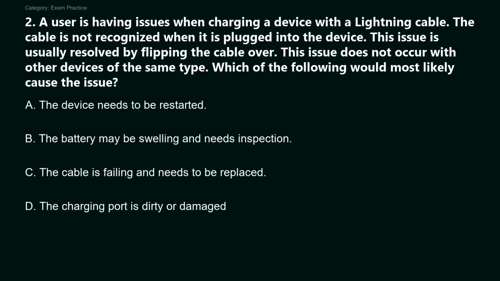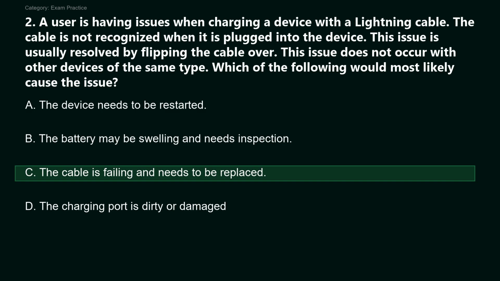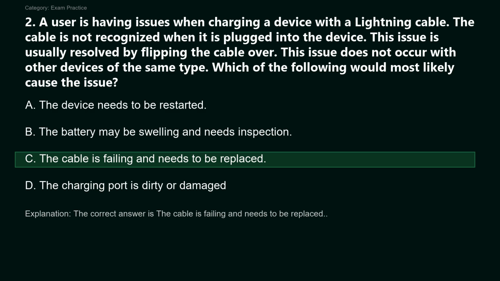Question 2. A user is having issues when charging a device with a Lightning cable. The cable is not recognized when it is plugged into the device. This issue is usually resolved by flipping the cable over. This issue does not occur with other devices of the same type. Which of the following would most likely cause the issue? Option A. The device needs to be restarted. Option B. The battery may be swelling and needs inspection. Option C. The cable is failing and needs to be replaced. Option D. The charging port is dirty or damaged. The correct answer is option C. The cable is failing and needs to be replaced.